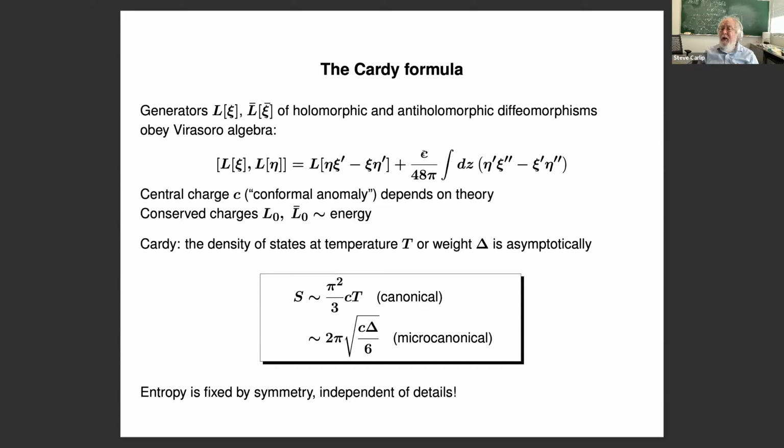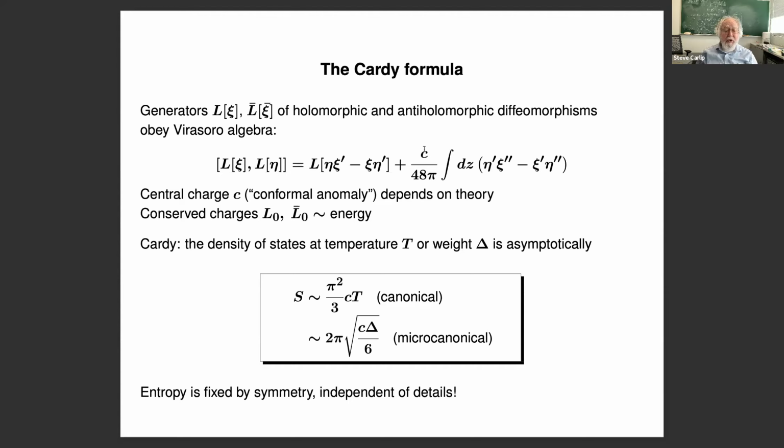It can come from various places. It can come in the quantum theory from quantum corrections, from operator ordering corrections. But also in a classical theory, you can have a classical central charge that comes when you have a manifold with boundary. I'll talk a little bit more about this in a couple of minutes. It comes from boundary terms that you have to add to the generators of the diffeomorphisms.